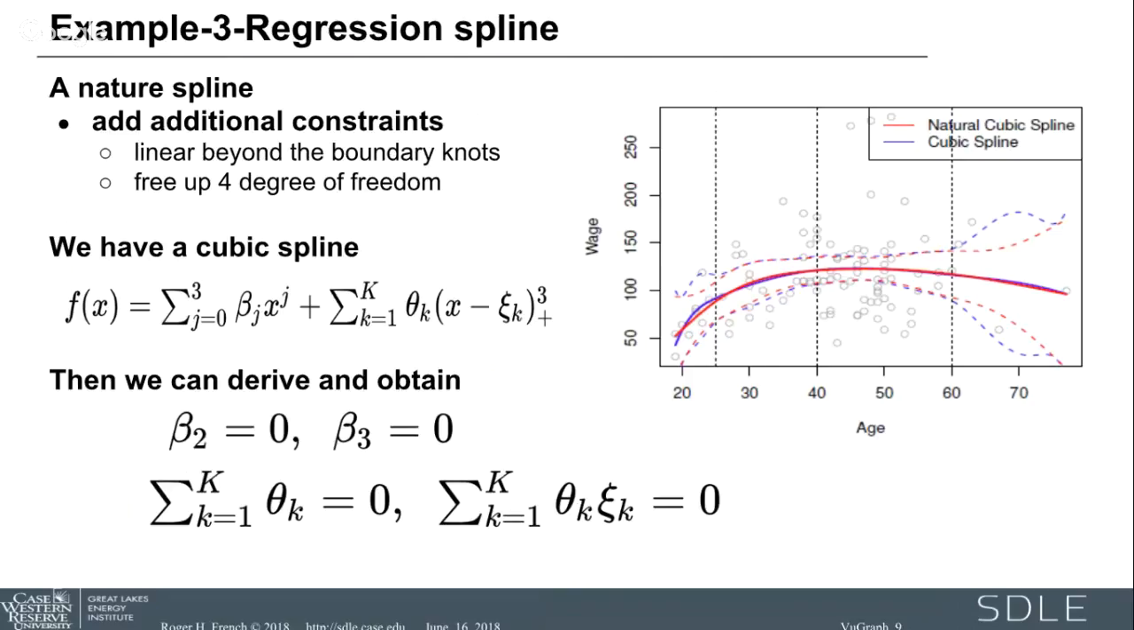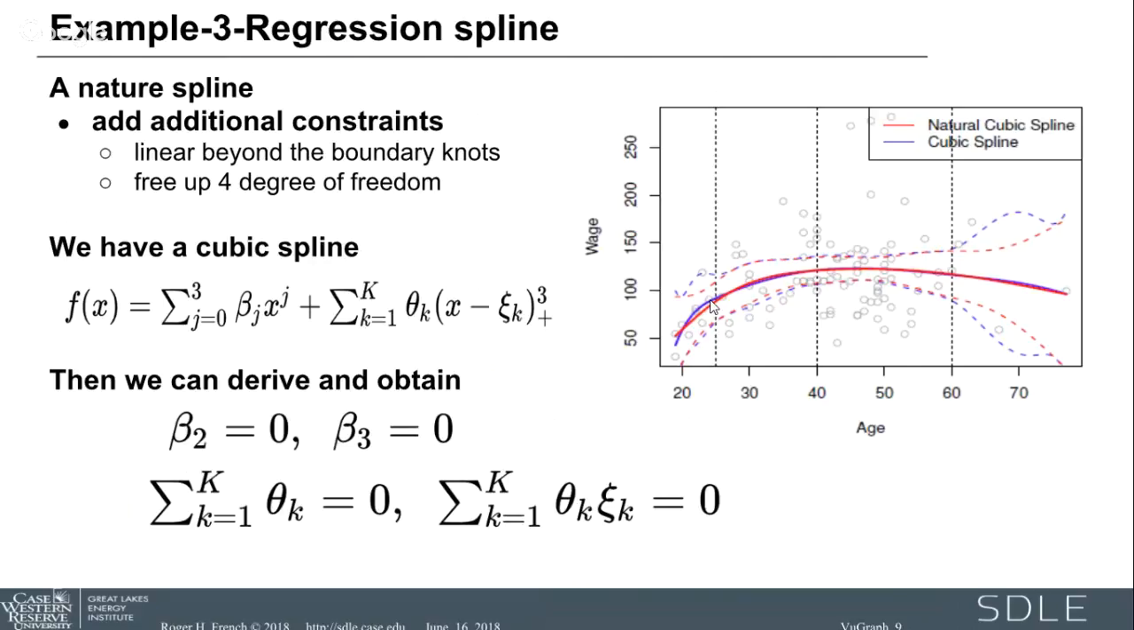Natural spline is based on the cubic spline and adds additional constraints. It allows the function to be linear beyond the boundary knots. For example, in these figures we have four knots, and in the first region and the fourth region we let them be linear. You can see the red line is the natural spline, which is linear here instead of fitting the cubic polynomial.